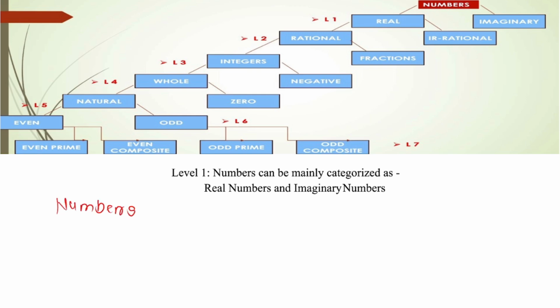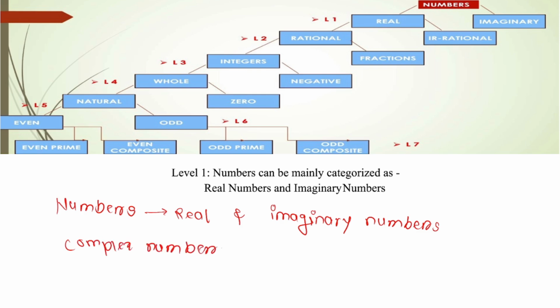Numbers can be categorized broadly into two parts: real numbers and imaginary numbers. So friend, what is a real number, what is an imaginary number, and how does this concept of real and imaginary come into the picture? You might be aware of a term called complex number.